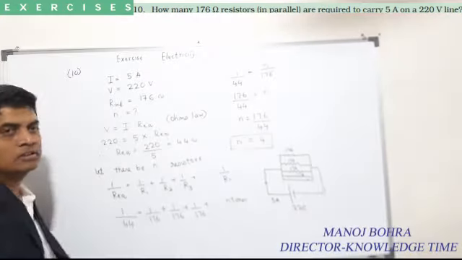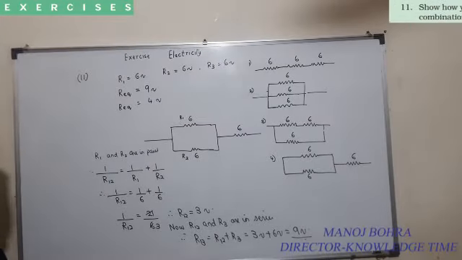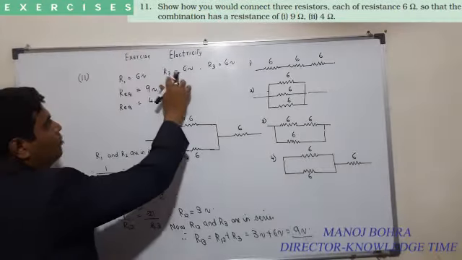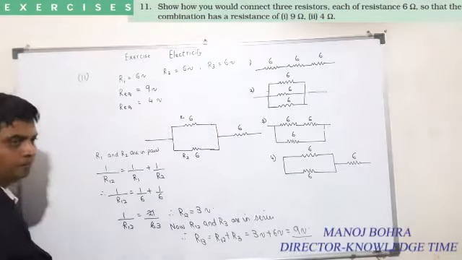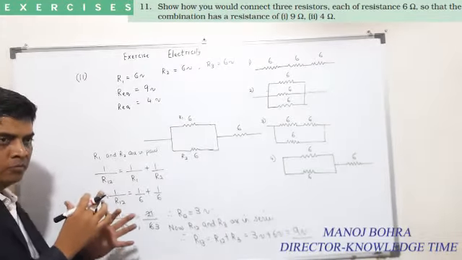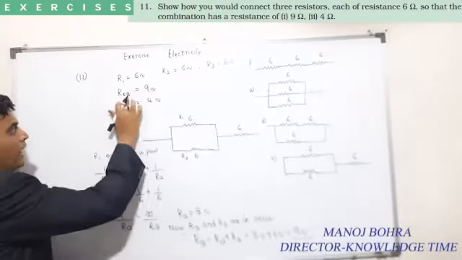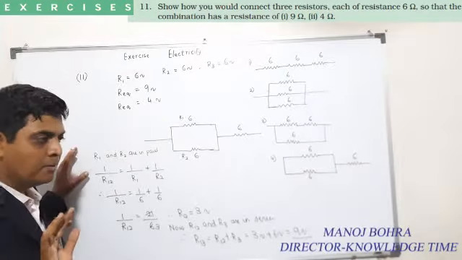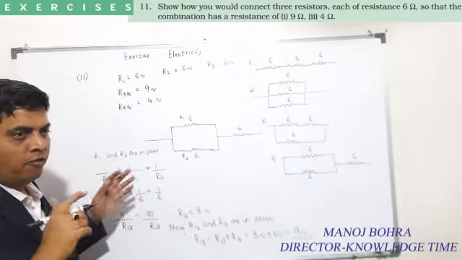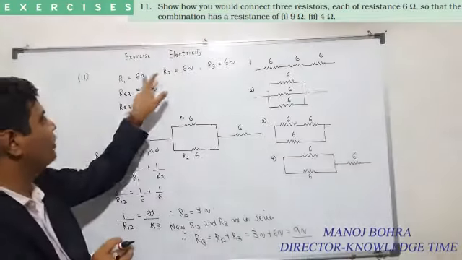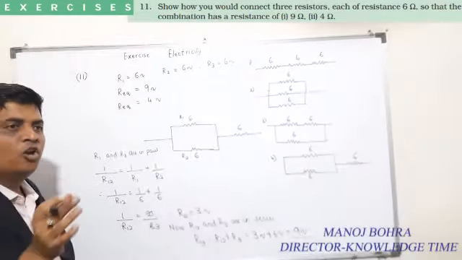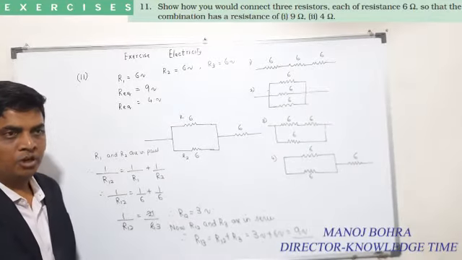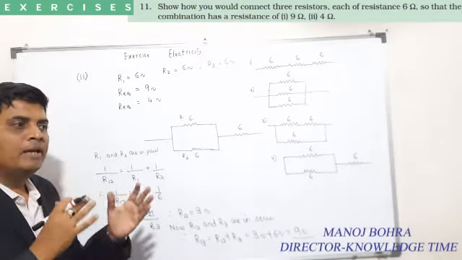Please note down this sum. Now let us look at the 11th sum, and this is a very important sum. What is given? There are 3 resistances: R1 is 6 ohm, R2 is 6 ohm and R3 is also 6 ohm. You have to connect them so that you get R equivalent as 9 ohm and R equivalent as 4 ohms. When such a sum comes, always remember, if you are connecting all of them in series, you will get the total of the combination. Whenever your answer is less than the smallest, then possibly all of them will be connected in parallel. If the answer is between, then there will be a combination.